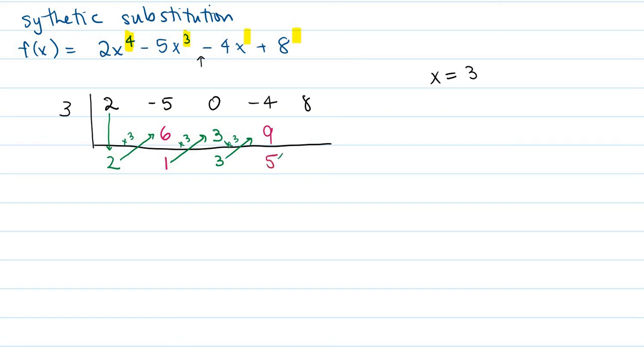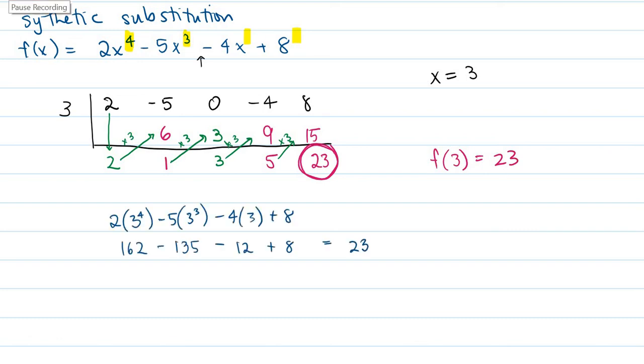5 is outside of the box. Multiply it by 3, and I get 15. When I add down, I end up getting 23. This is the solution. Therefore, we know that f of 3 would be equal to 23.